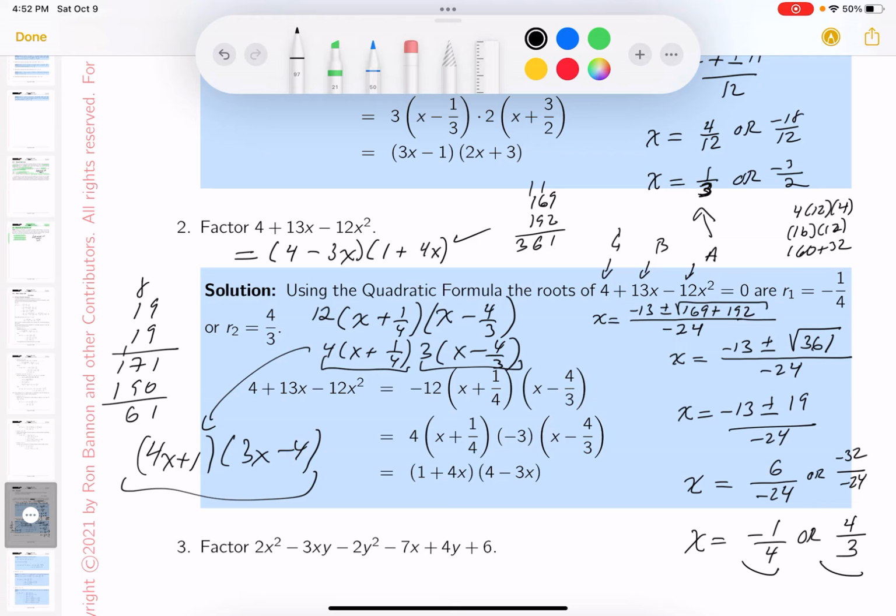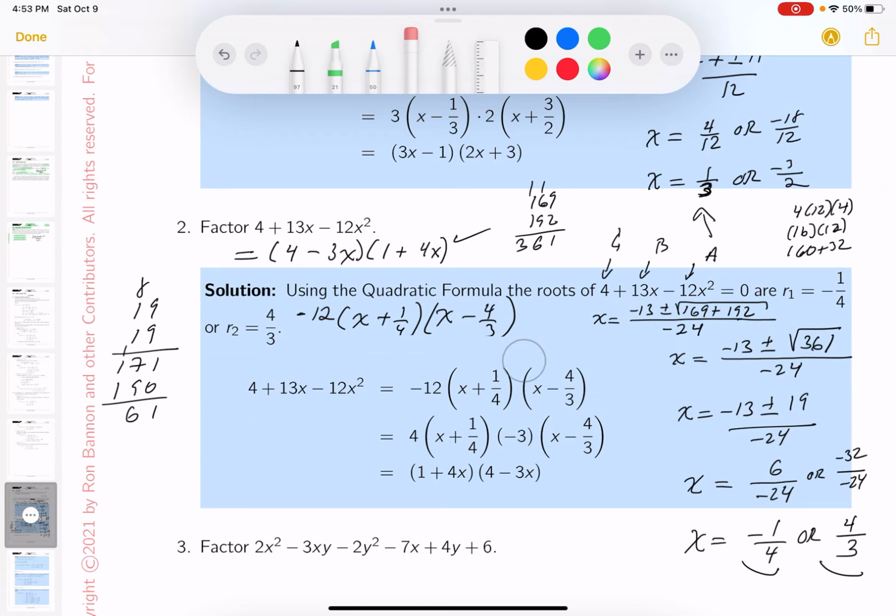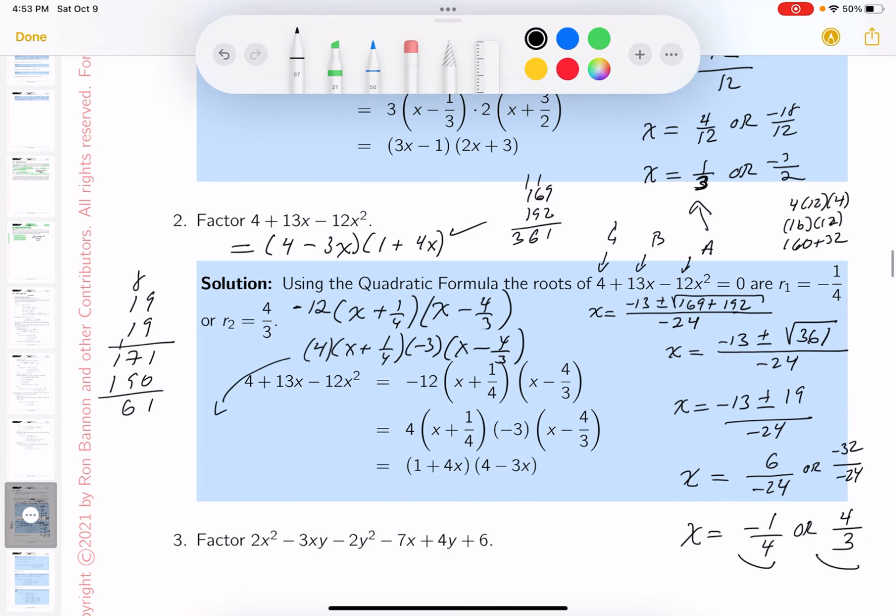I'm going to try this instead. All right, let me erase. Let me try again. And what do you get? Well, I got to write this down. And I'm going to say 4 times x plus 1/4. And I'm going to say minus 3 times x minus 4 thirds. Let's see what we get. I'll put this over here. You're going to get 4x plus 1.